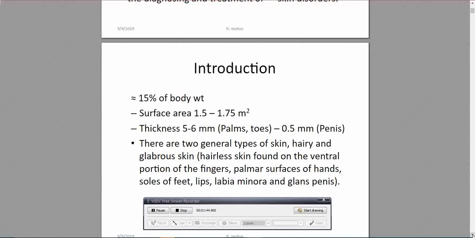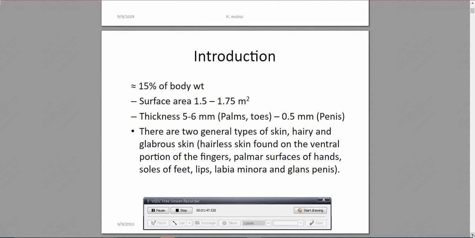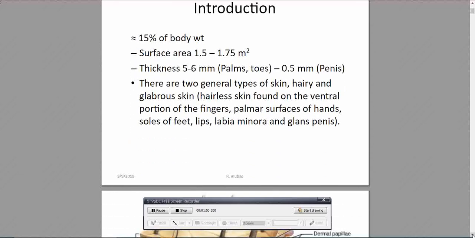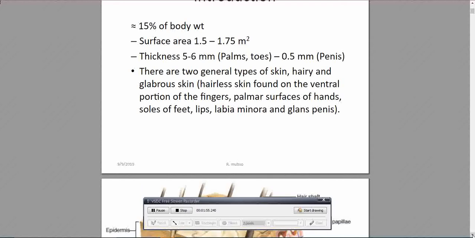Introduction: number one, you need to know that 15% of body weight is skin, with a surface area of about 1.5 to 1.75 square meters. The thickness is 5 to 6 millimeters on the palms and the toes as well, but 0.5 millimeter around the penis. So it is very thick in the palm and very thin in the penis. That is why the penis is presumably the most sensitive or vulnerable region of the body when it comes to infection passageway.